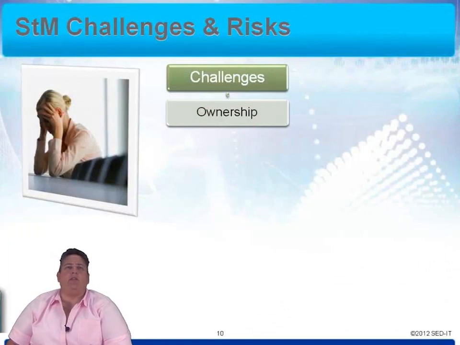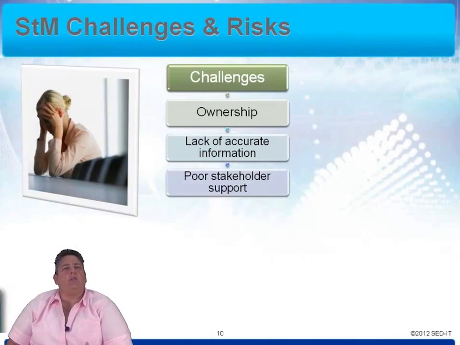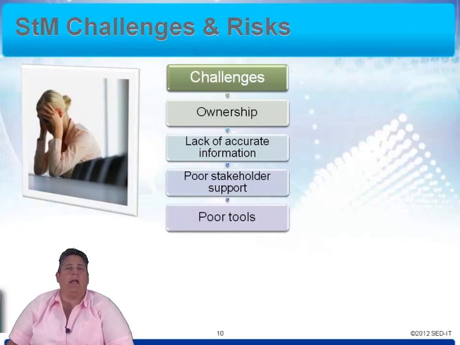The challenges within strategy management would be one of ownership: who's going to decide and own and manage the overall strategy. Another challenge could be the lack of accurate information. A third challenge would be poor stakeholder support. Those three alone would be enough to detrimentally impact the overall operation of a service provider. If we don't know where we're trying to go, what we're trying to meet, stakeholder support, what outcomes we're trying to achieve, it's very difficult to show progress as well as successful outcomes.